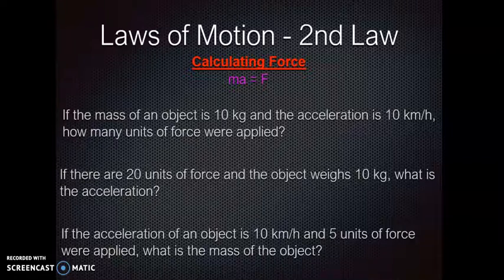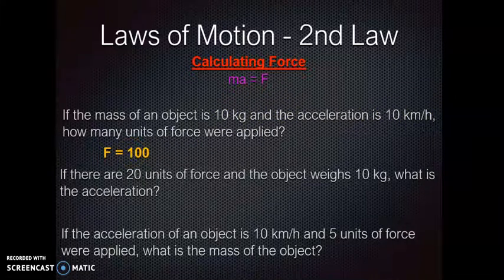So the first question: if the mass of an object is 10 kilograms and the acceleration is 10 kilometers per hour, how many units of force were applied? Well, for all my mathematicians, 10 times 10 is what? That's right, 100. F, force, equals 100, because we take 10, which is our mass, and 10, which is our acceleration, and we multiply the two numbers. 10 times 10 equals 100.